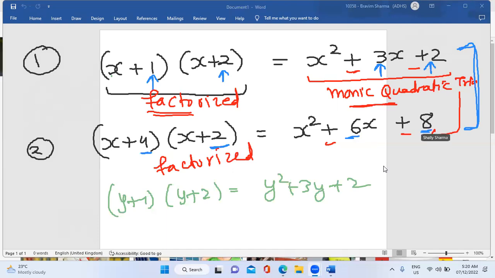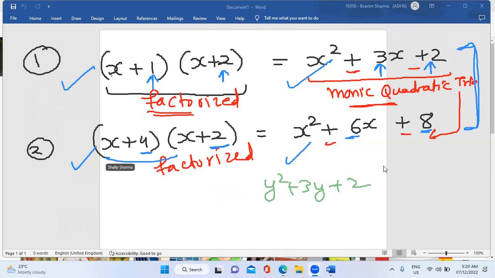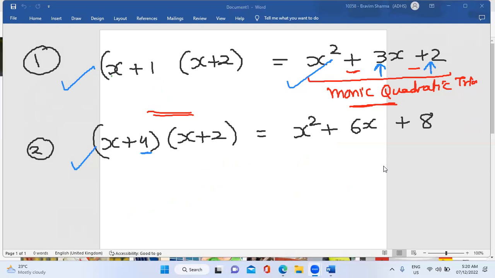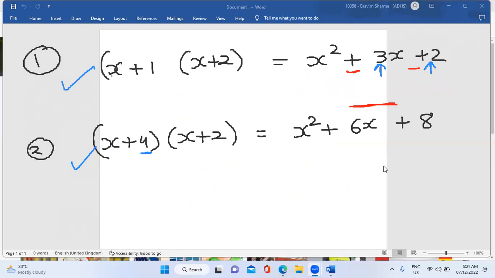Here is a quadratic trinomial, here is a quadratic trinomial, here is a factorized form x plus something times x plus something, here is also. Only the things which are going to change are these numbers. So I will try to show you how these numbers are related from one form to the other form. Remember which is the factorized form and which is the monic quadratic form. That is the most important thing.